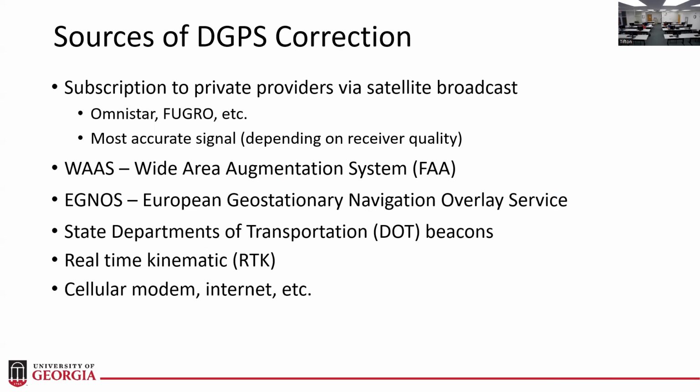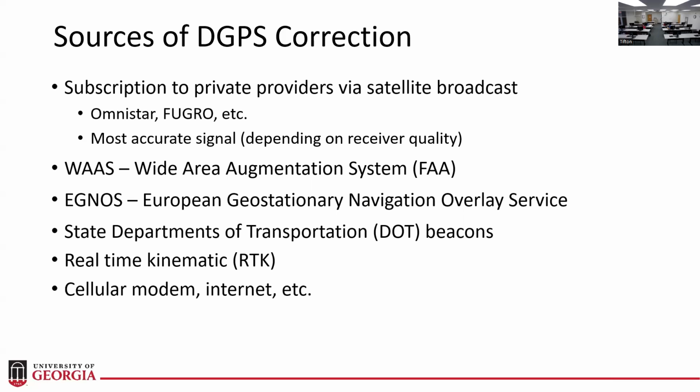So some sources of DGPS correction. We have many sources. One of the sources, and I believe this was more common in the past when DGPS was developed, we had subscription to private providers via satellite broadcast. And this was OnStar, was a company, and this other company, Fugro. And at that time, this was the most accurate signal, depending, of course, on your receiver quality. So you can get this correction broadcasted from satellites.